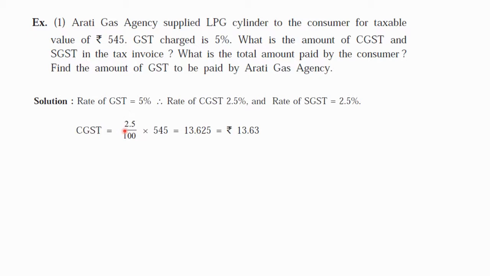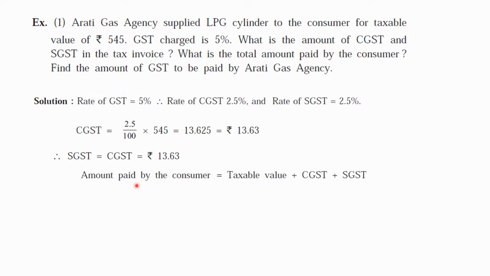If I want to find the amount of CGST, I have to find 2.5% of my taxable value. The taxable value is 545. So 2.5% of 545 will be 2.5 upon 100 multiplied by 545, which will give you 13.63. So your CGST is 13.63. Since CGST and SGST are the same in rate as well as in rupees, your SGST will also be 13.63.